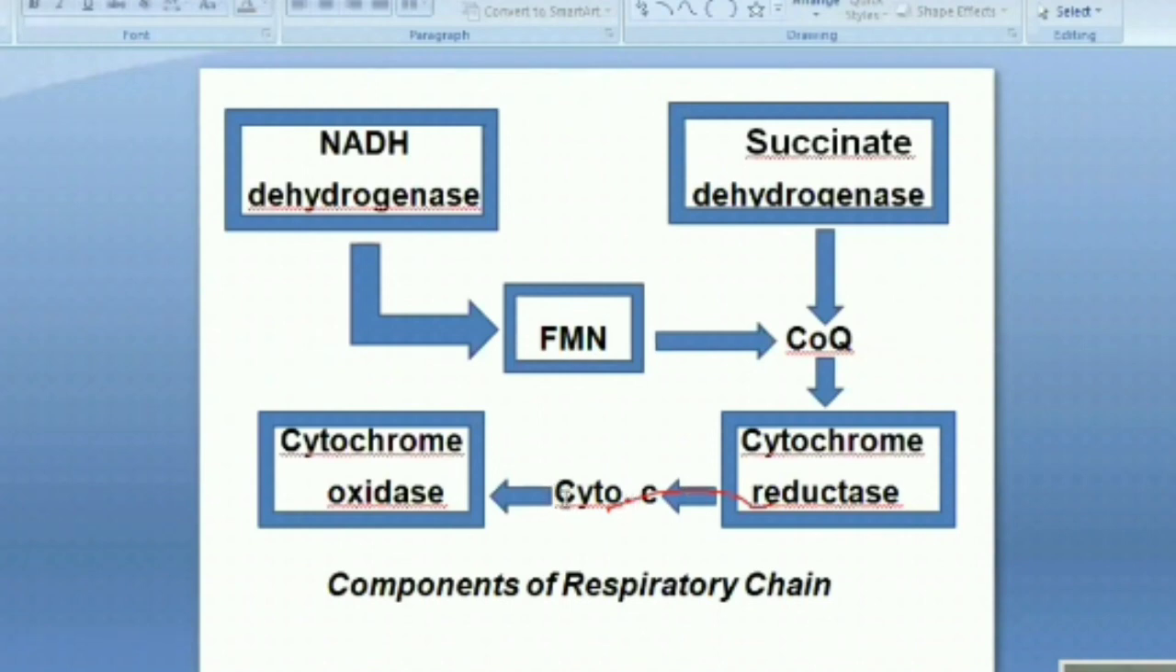Ultimately electrons move to cytochrome C. Cytochrome C is not a component of the respiratory chain, simply because it is not on the inner mitochondrial membrane. It is on a bit of the outer aspect. From cytochrome C, it is ultimately transported to cytochrome oxidase. Cytochrome reductase is complex 3. Cytochrome oxidase is complex 4. Electrons are transported to cytochrome oxidase.